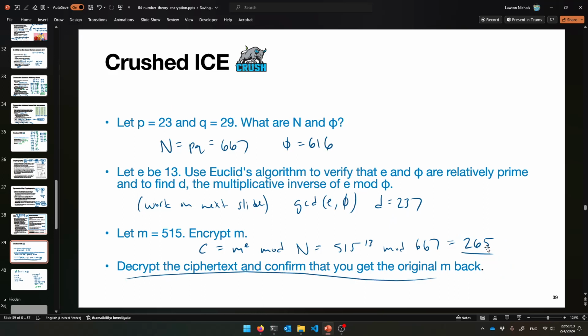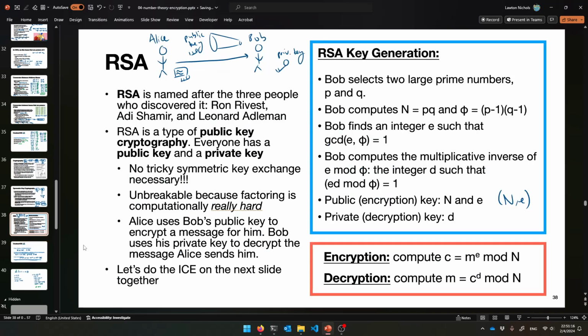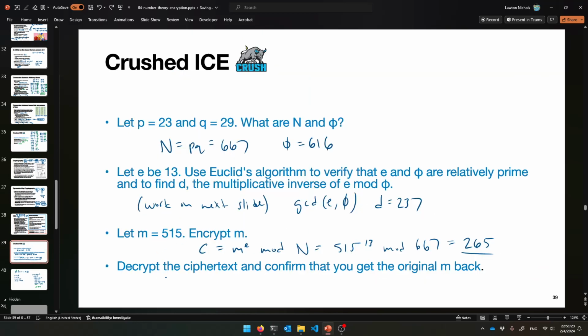So let's decrypt that ciphertext now. Let's say that we're Bob. We got this message. Let's decrypt it by taking the ciphertext to the power of D mod N. It'll all cancel everything out because they're inverses. We'll get our original message back, and that's what we want to read. That's the secret thing meant for our eyes only. C to the D mod N is what we want to compute, which is 265 to the Dth power, which is 237, then mod N, which is 667.